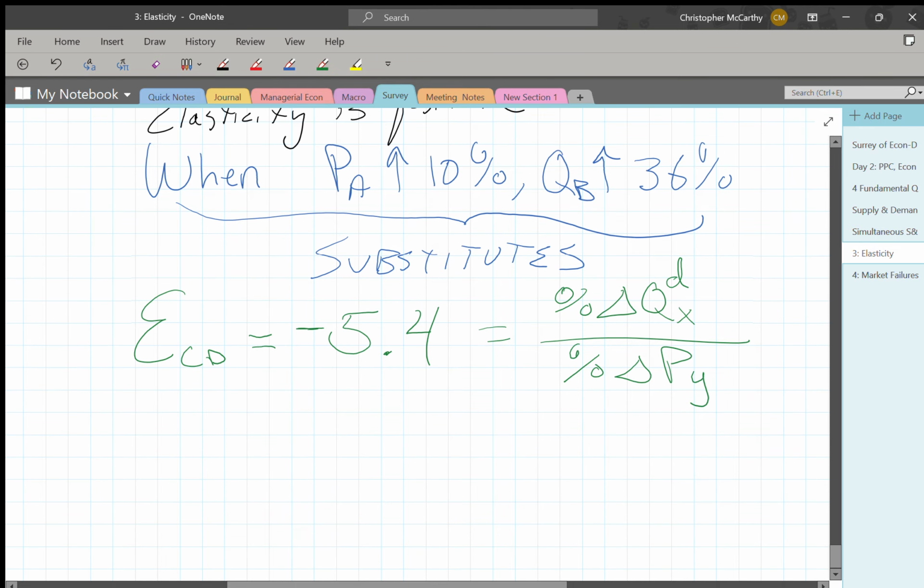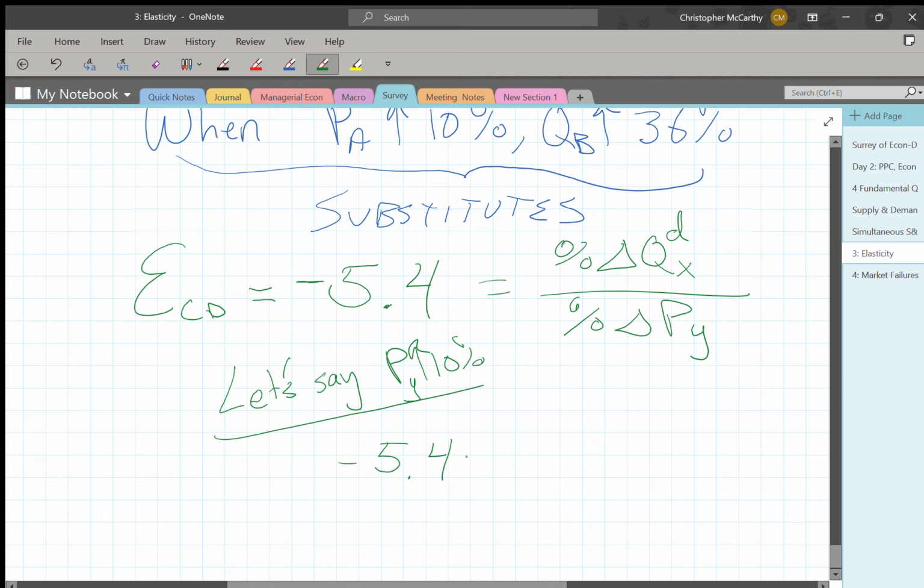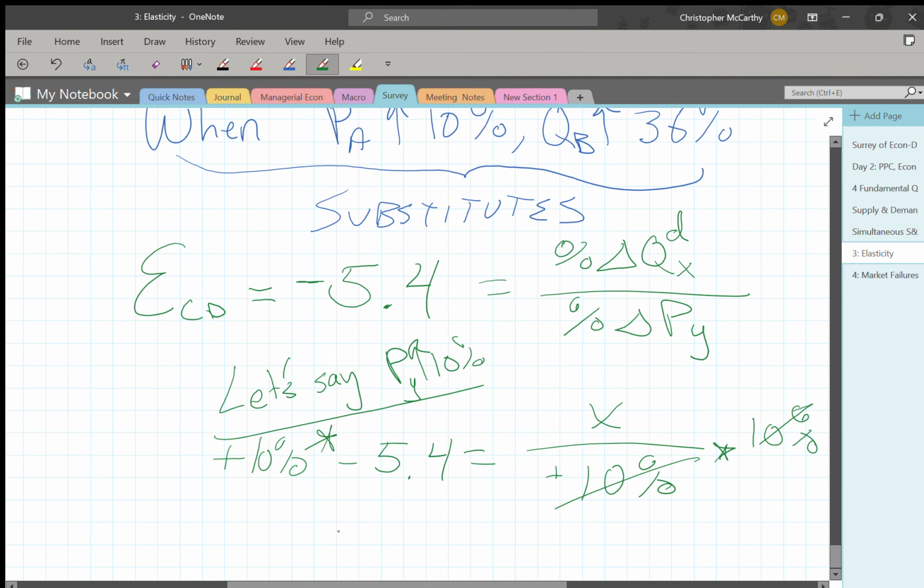We say, let's have the price of Y increase by 10%, just so that we have an example, right? So negative 5.4 is equal to X over positive 10%. So how do we get rid of this 10% and isolate X? We just multiply both sides by 10%. It cancels, it annihilates itself. Positive 10% times negative 5.4 is negative 54%. That's my X, that's my percentage change in my quantity demanded.